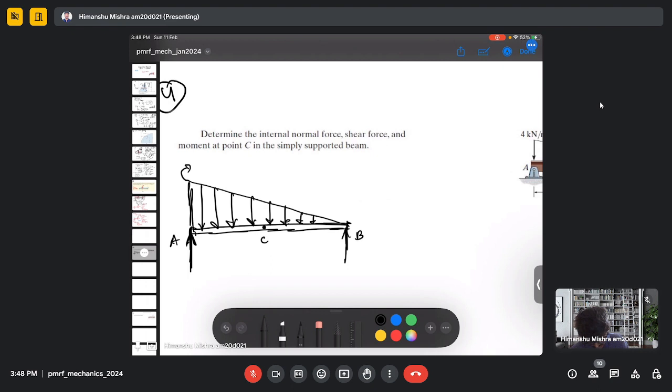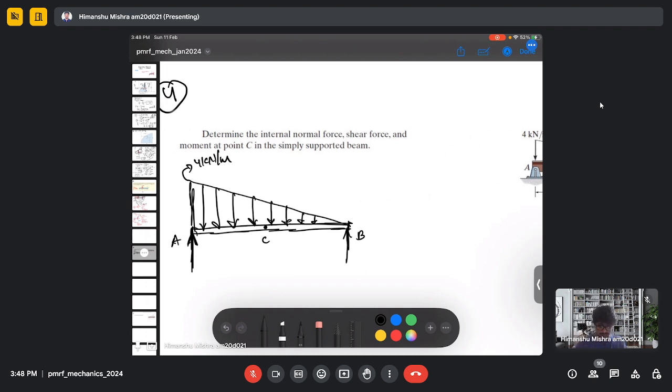So here my force per unit length will be 4 kilonewton per meter. So as usual, first we need to find the normal reaction, which is, let's say here AY, and here it is BY. So we need to calculate the normal reaction first, and we need to solve this varying load into a single point force.